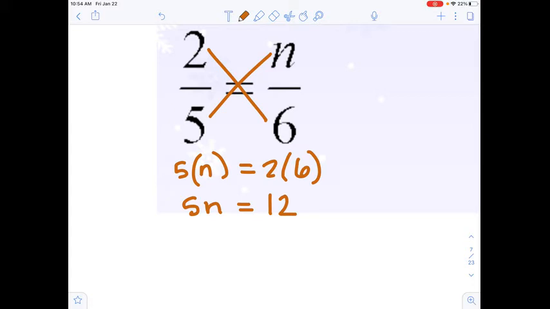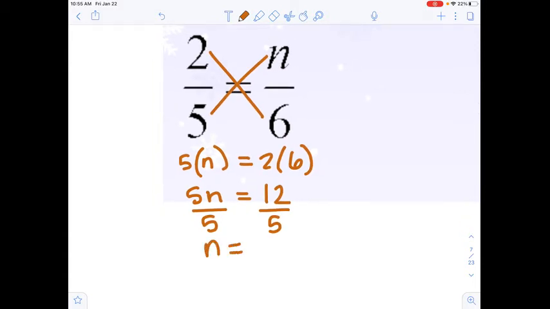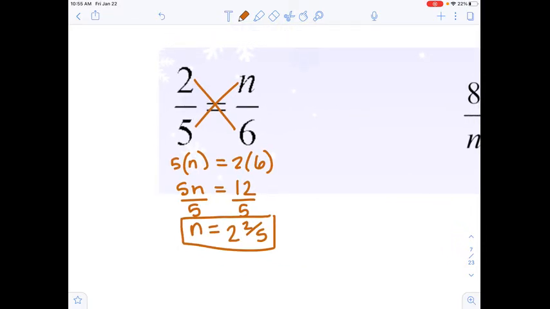And then I'm just going to solve this algebraically. So 5 times n, the inverse of that is division. I'm going to divide both sides by 5. And I get n equals 12/5, which simplifies to 2 2/5. So we can solve using cross products. Let's try again.